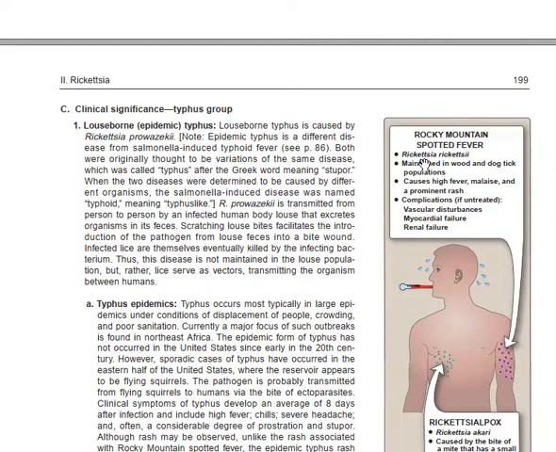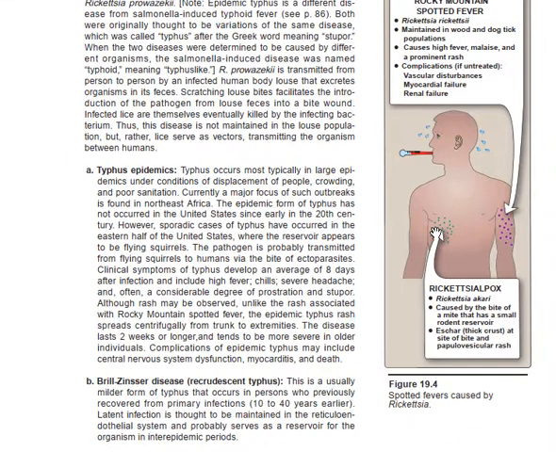Now these are the peculiar characteristics of Rocky Mountain spotted fever. It is caused by Rickettsia and is maintained in wood and dog tick populations. It causes high fever, malaise, and prominent rashes. Just like the name implies, it is mostly located in the Rocky Mountain areas. Complications, if untreated, are vascular disturbance, myocardial failure, and renal failure.